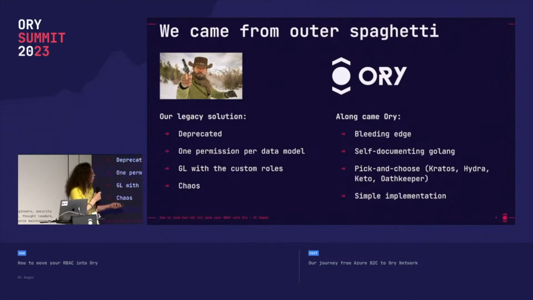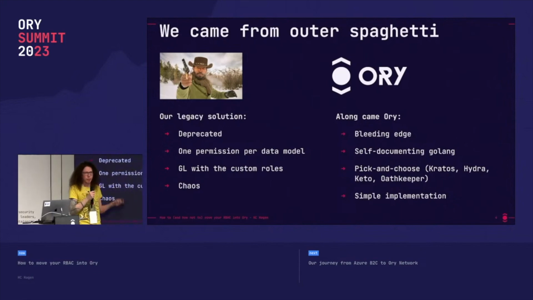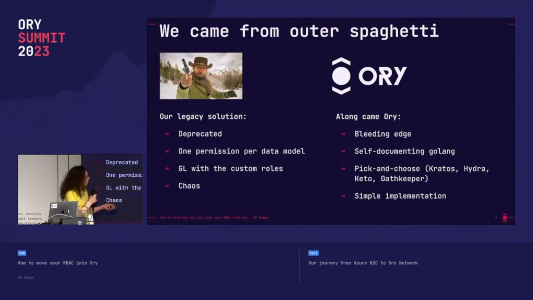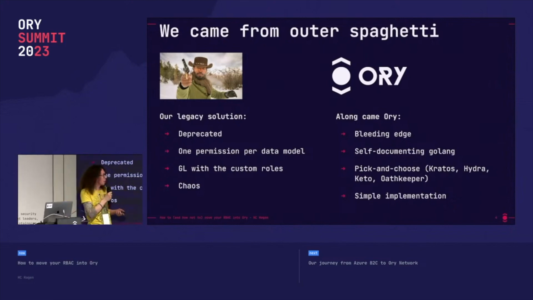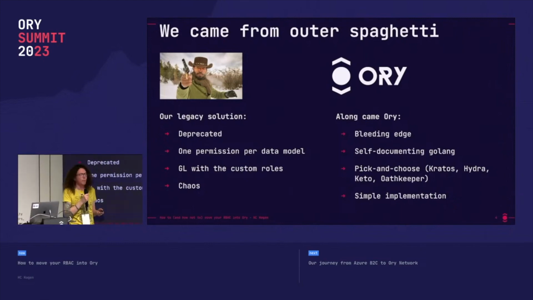So along came Ory, who were bleeding edge. I mean, still kind of are, even though it's getting used more by the day, as you saw by the graphs earlier. It was written in self-documenting Golang. Code is, as we all know, inherently self-documenting. The docs are also getting more and more documenting by the day, which is good. And it's open source, so I can see how things work under the hood. It's not like a black box, right?